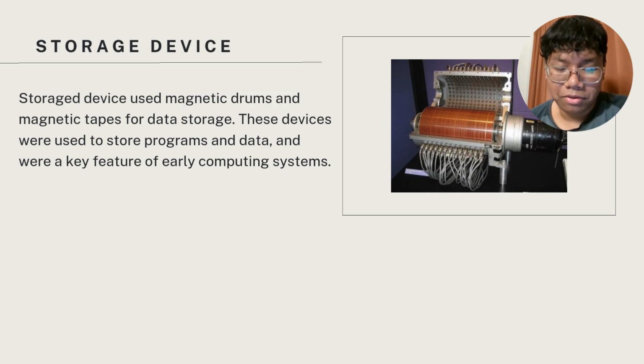After that, we will also talk about the storage device. Storage devices used magnetic drums and magnetic tapes for data storage. These devices were used to store programs and data and were a key feature of early computing systems.